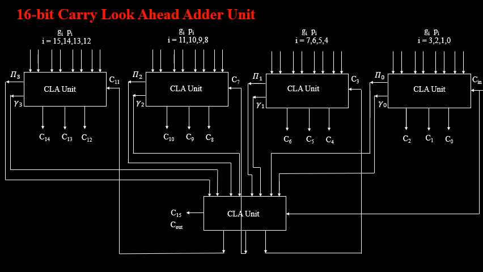This is another example I have taken, a 16-bit carry look ahead adder unit. This is what I explained in the previous slide, wherein I considered one carry look ahead adder unit comprising of 4 distinct bits. So 16-bit means I have 4 distinct carry look ahead adder blocks, and each block accommodates 4 bits. It starts from 0, 1, 2, 3 for the first block, 4, 5, 6, 7 for the second block, 8, 9, 10, 11 for the third block, and for the fourth block it is 12, 13, 14 and 15. So from 0 to 15, it comprises 16 bits in total.